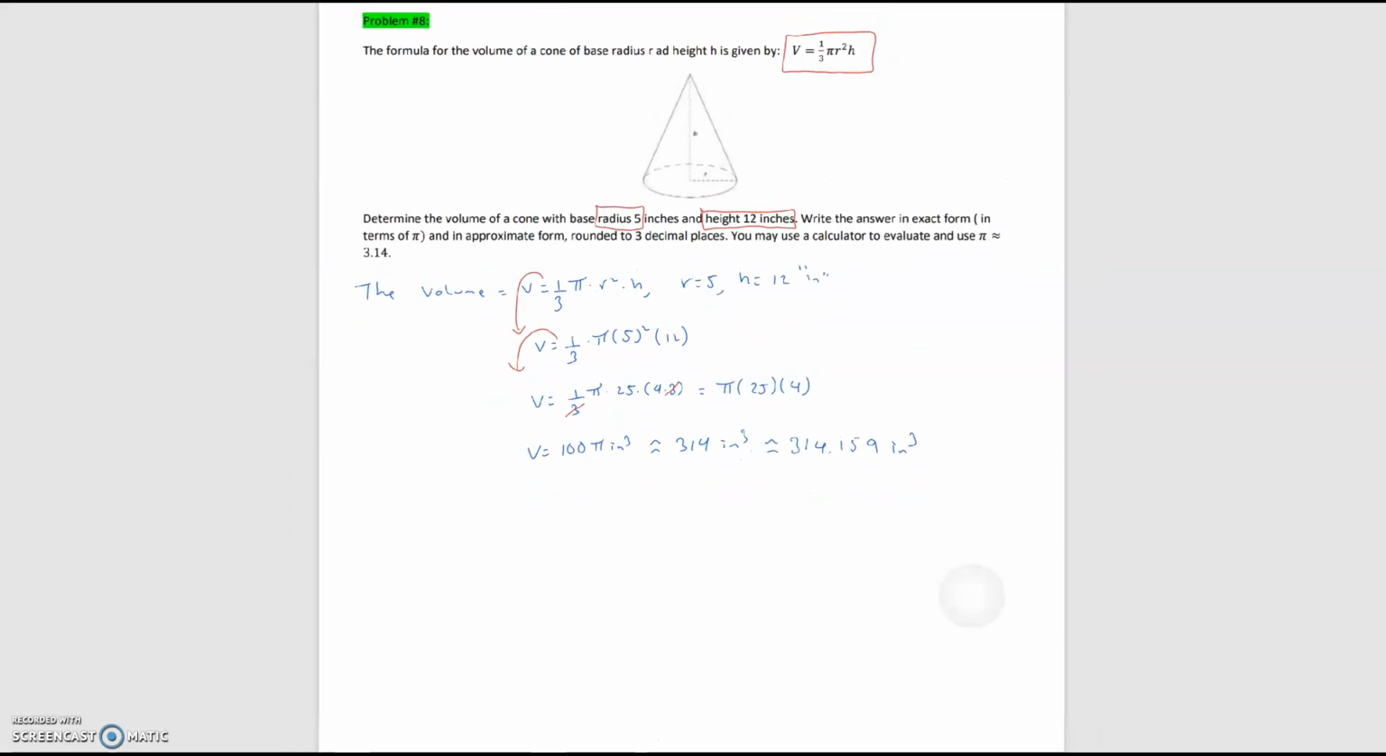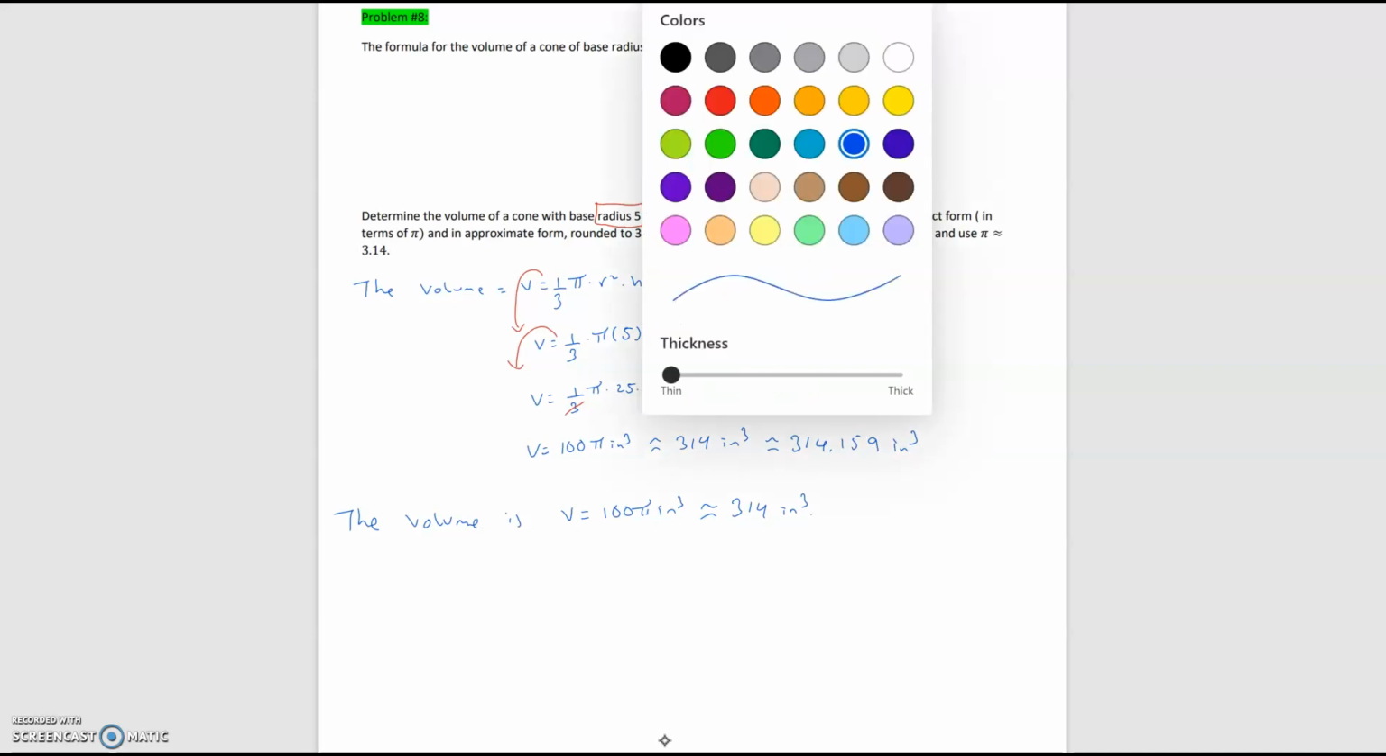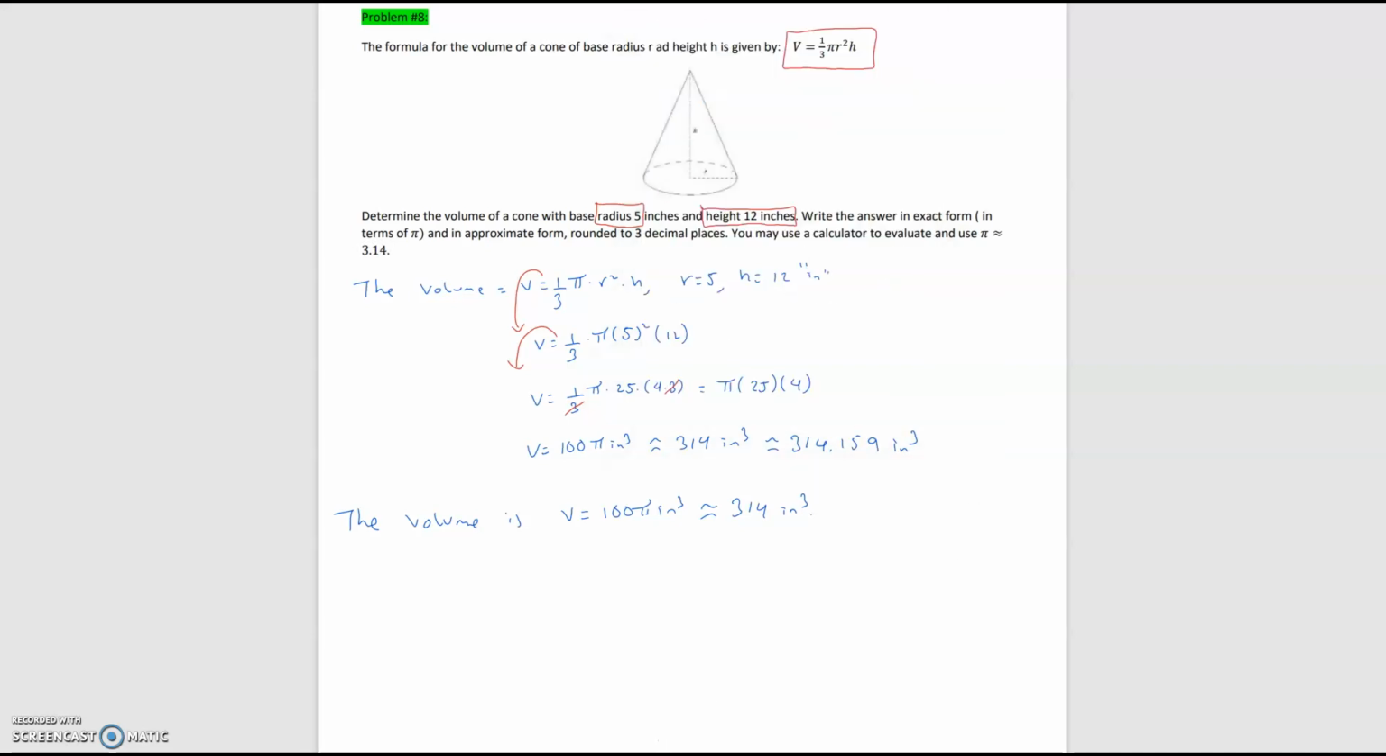Okay, so let me write it as a sentence. In this case, we're just going to say that the volume V is equal to 100 pi inches to the 3rd power, which is approximately 314 inches to the 3rd power, since they just wanted us to use 3.14. And that's actually it for problem 8.